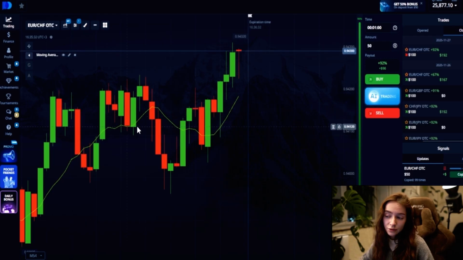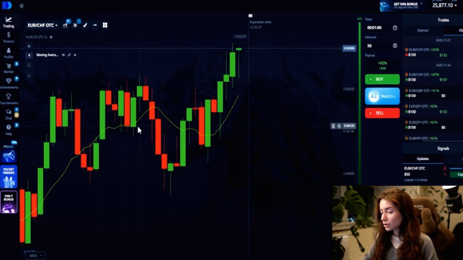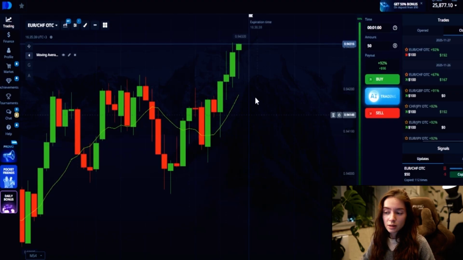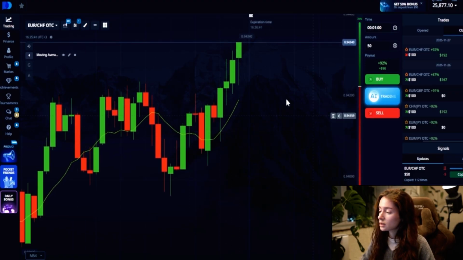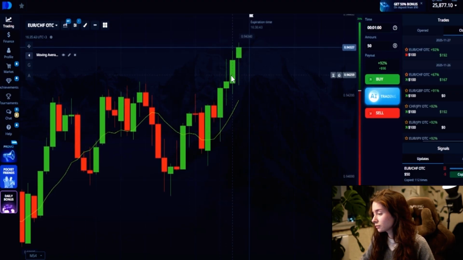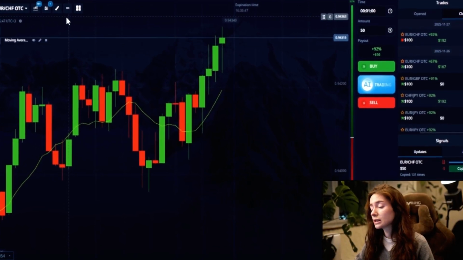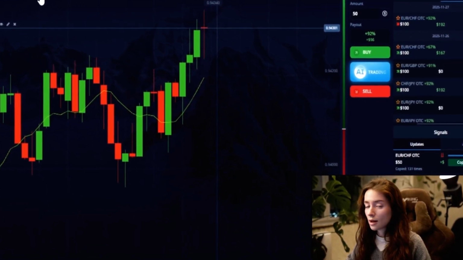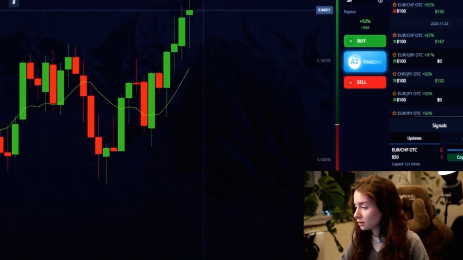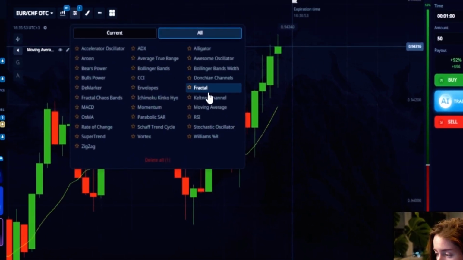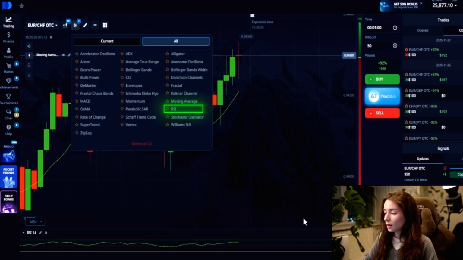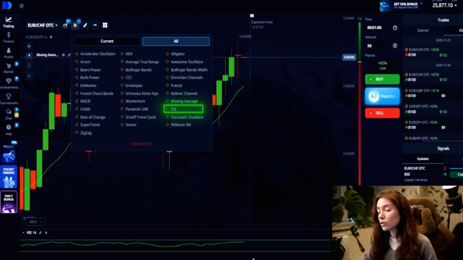So the simple strategy based on this indicator is to trade in the direction of the trend. When the price is above the moving average line, the trend is upward. I often use these indicators paired with another one called RSI.